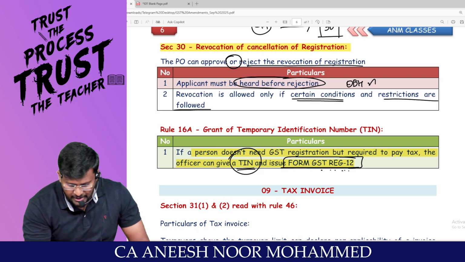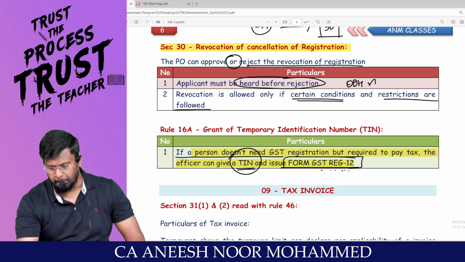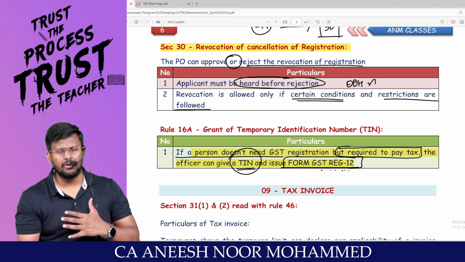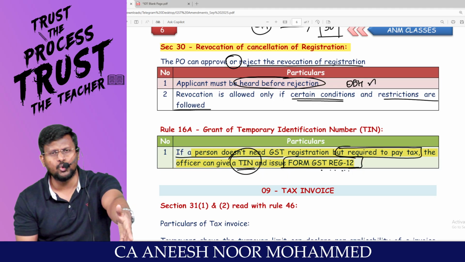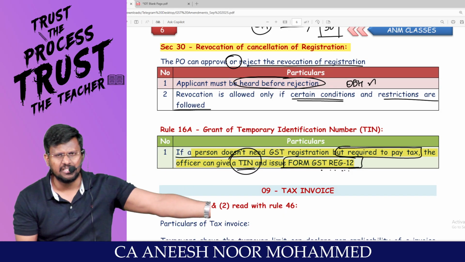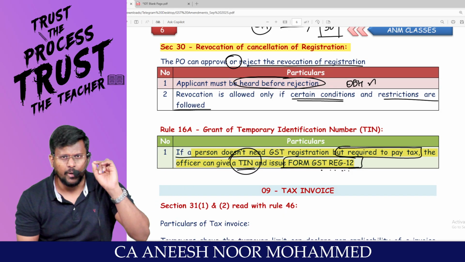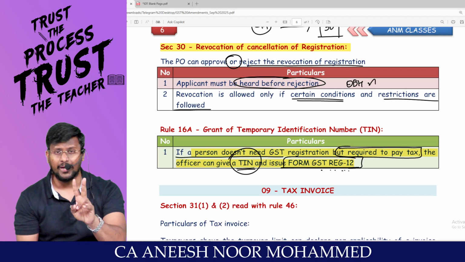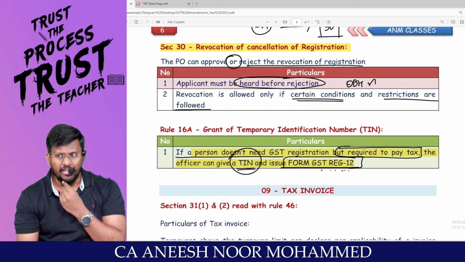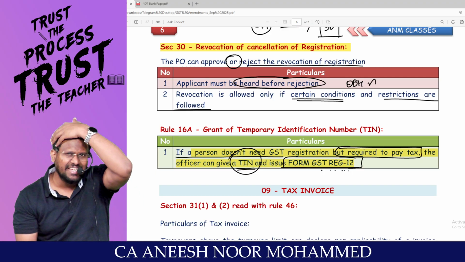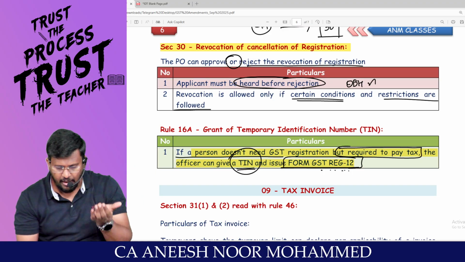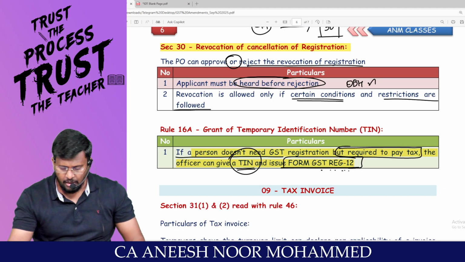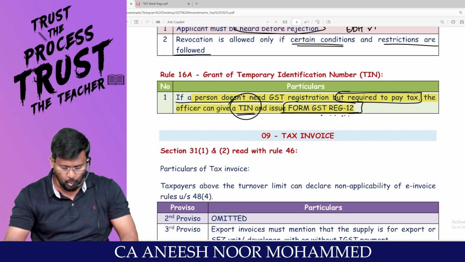They are saying if a person does not need GST registration but is required to pay tax. For example, I am a handicraft goods person. I am going to do an interstate supply. Then I can enjoy, even though I am an interstate supplier of goods, an exemption up to 20 lakhs. But if I am liable to pay tax as CTP, my dear lovable students, then they will be providing TIN in form GST REG 12.